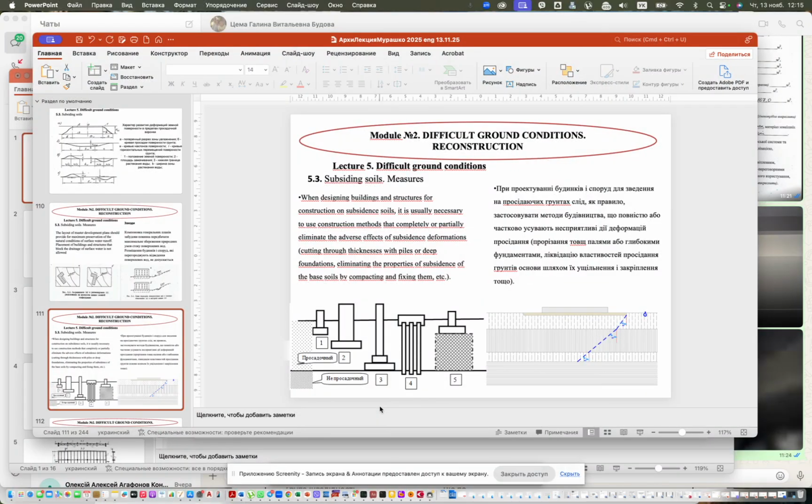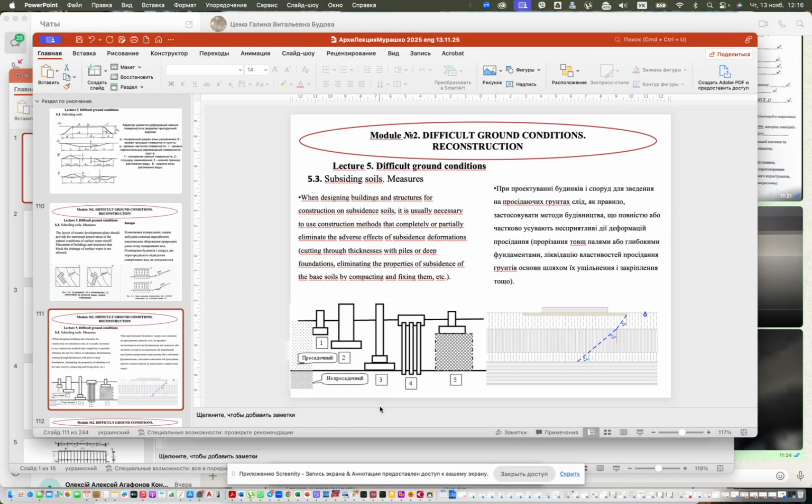And here is the example of the building which I am designing right now. It is impossible to make compaction of the ground because it is almost 8 meters of subsiding soil. So 8 meters, it's a really big amount of soil. It is impossible to make piles on that construction site because of certain conditions, and also it is impossible to replace the subsiding soil by an unsubsiding one.